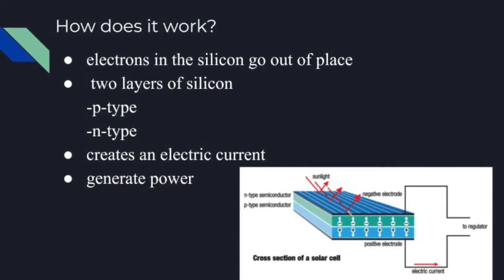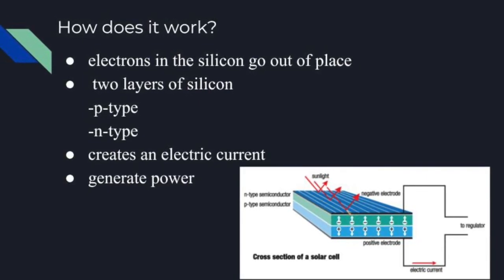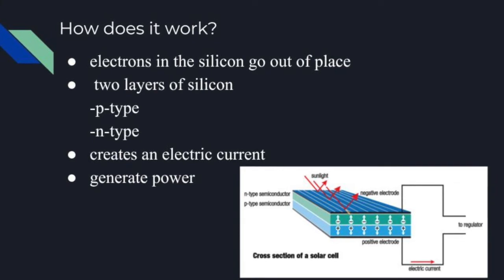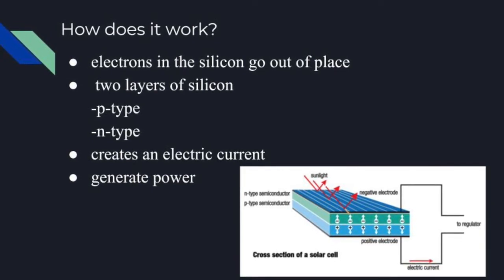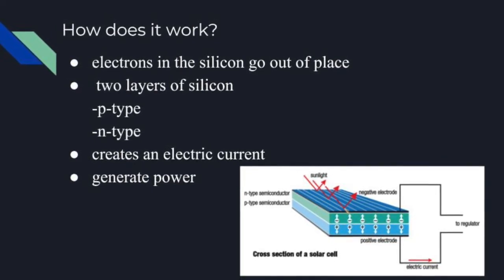As the electric current is generated, the electrons are being collected on the side and end up going into a wire which then converts the energy to power. And this is how all the cells come together to generate power for your house.